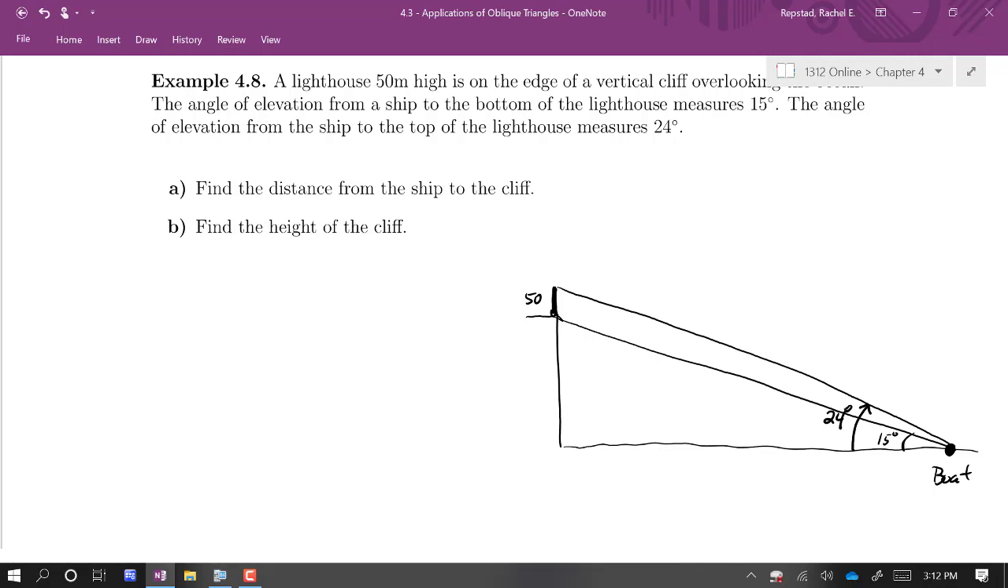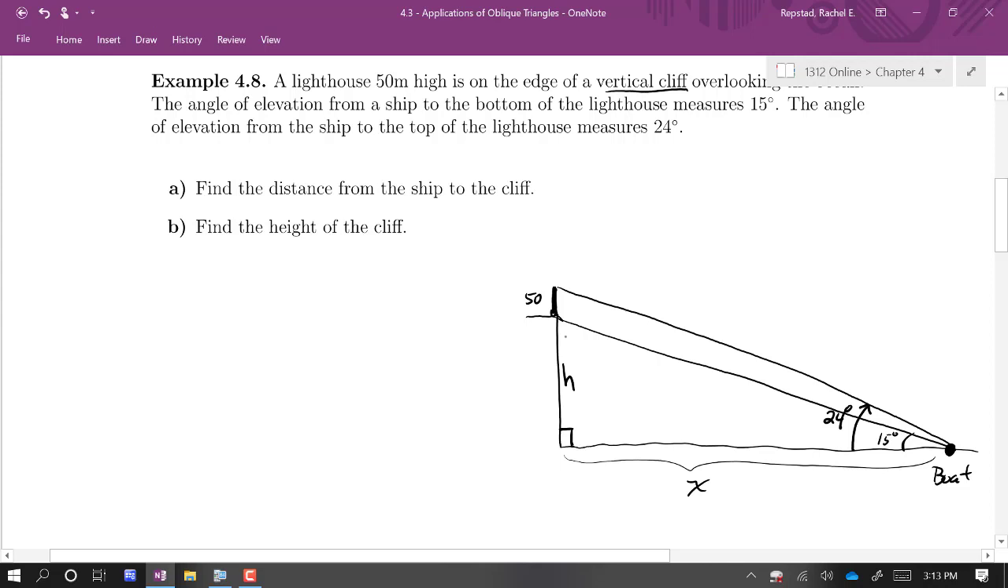We want to find the distance from the ship to the cliff, so that would be this distance here. And we want the height of the cliff, so that's this distance here. This cliff is vertical, so I think we could take that to mean that this is a right angle. So it looks like we have a couple of right triangles, depending on if we go just to the top of the cliff or all the way to the top of the lighthouse.